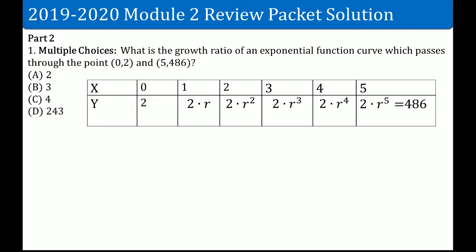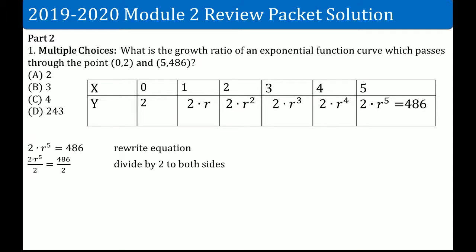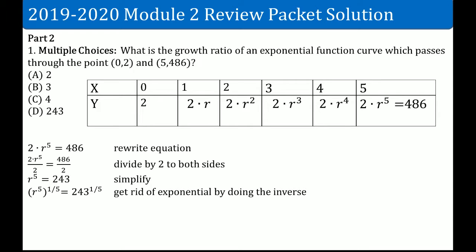So my fifth term, 2 times r to the fifth power equals 486. Okay, that's rewriting the equation. Divide 2 to both sides, you get r to the fifth equals 243. The inverse of the exponent is just taking 1 over whatever the exponent is. In this case, it's 5, so it's going to be 1 over 5 as the power. So if you do 243 to the 1/5 power on your calculator, you should get 3.